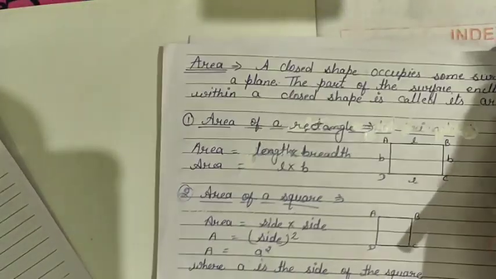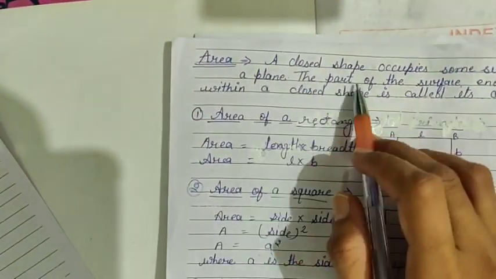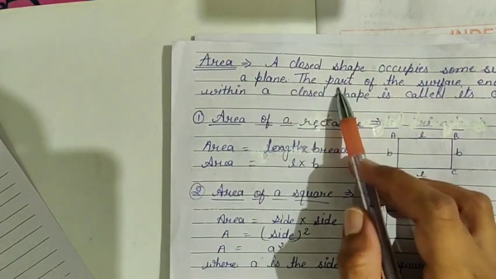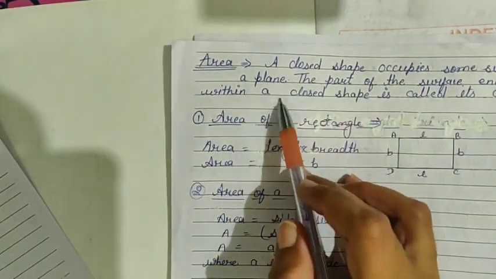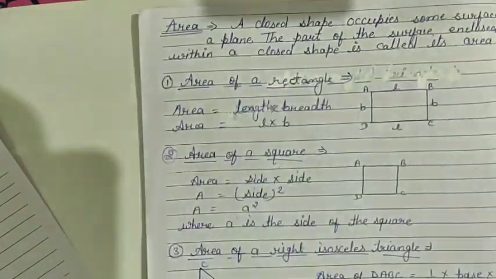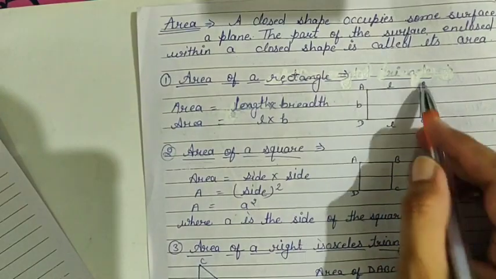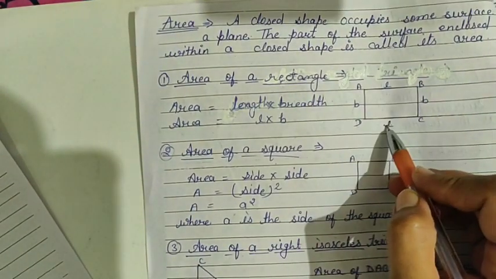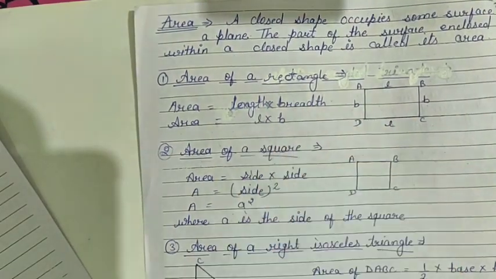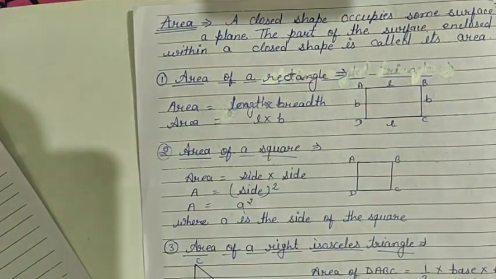Now area. A closed shape occupies some surface of a plane. The part of the surface enclosed within a closed shape is called its area. Firstly, area of a rectangle. This is a rectangle ABCD. This is its length and this is breadth. So area of a rectangle is given by length into breadth, L into B.